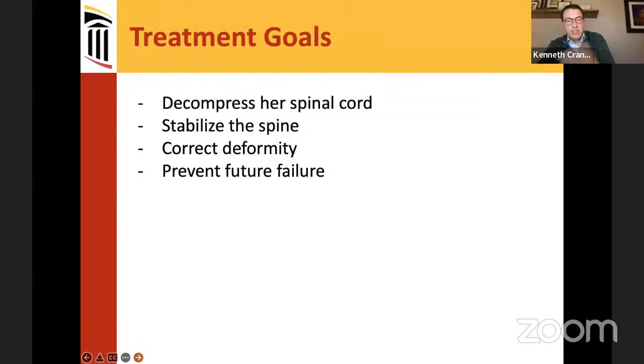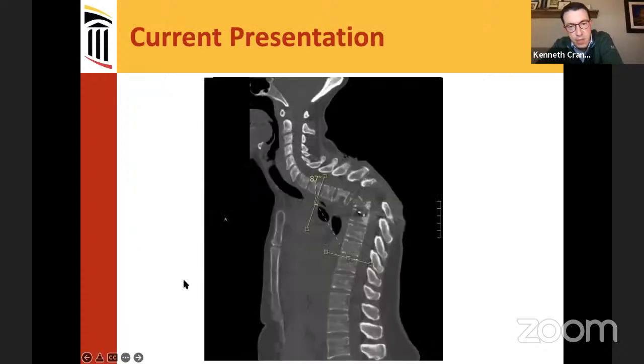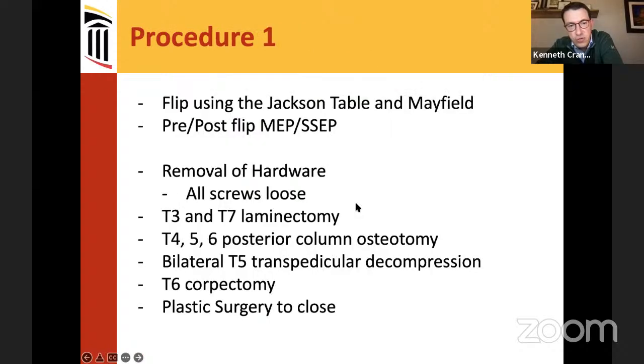So obviously the goal is the same as everything else: decompress her spinal cord, stabilize the spine, correct the deformity, and prevent future failure. But the question here was how, and that was, of course, the most challenging thing. So I showed this to some of my partners, and basically what we ended up doing was we did this in a staged operation. We staged it into 2 separate surgeries.